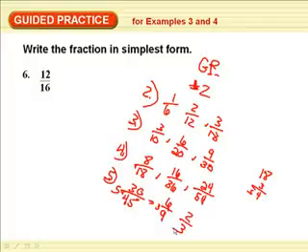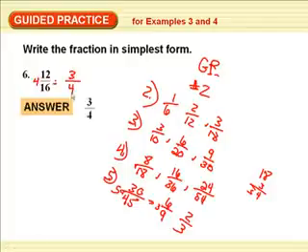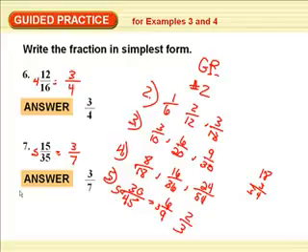All right, write the fraction in simplest form. What can go into 12 and 16? 4. 4 goes into 12 3 times. 4 goes into 16 4 times. So the simplest form would be 3/4. Ooh, 5 can go into both of those. So that would be 3/7. I'm just taking 5 into 15, 5 into 35. Again, knowing my facts really helps right here.